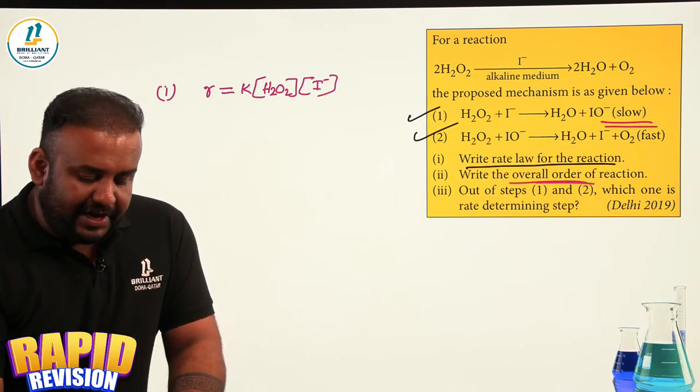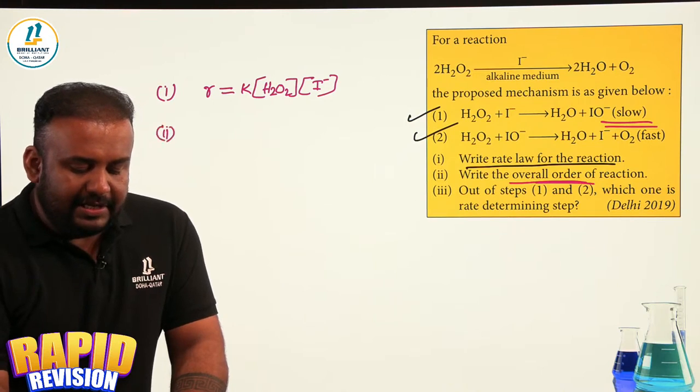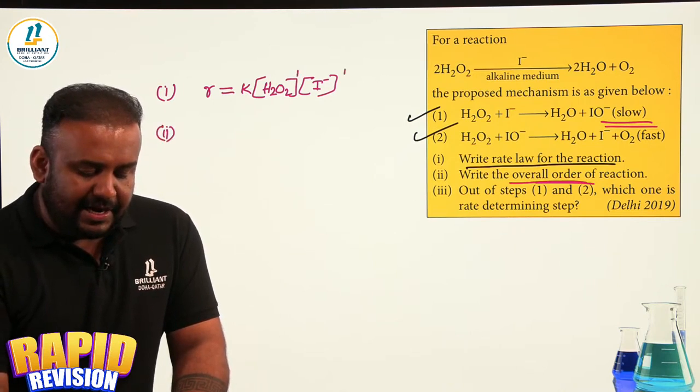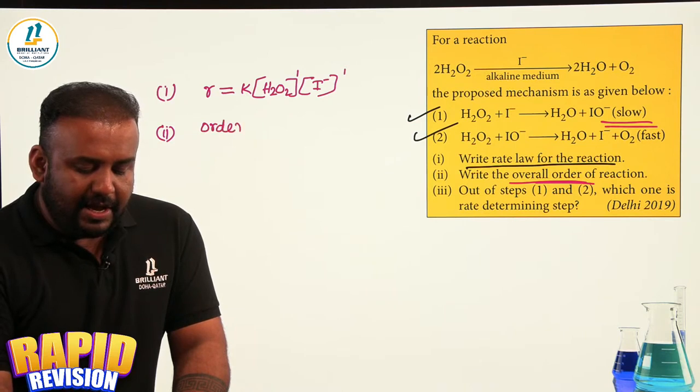Write the overall order of the reaction. How do you find the overall order? Just add this and this, right? The overall order will be equal to 1 plus 1, which is 2.